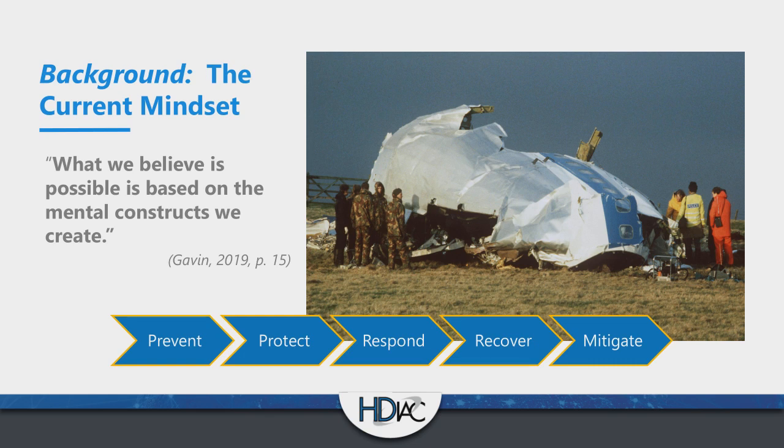So as we jump into our topic, let's do a little backcasting and consider how our history has shaped our thinking. In this diagram, you will see the FEMA model of prevent, protect, respond, recover, and mitigate. It should look very familiar to you. It's a linear model. It's intended to move us from an initial state to the end of the disaster.